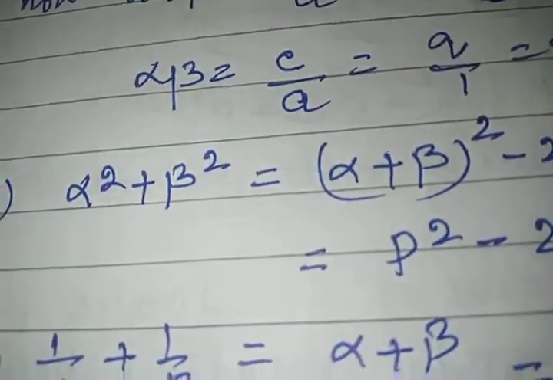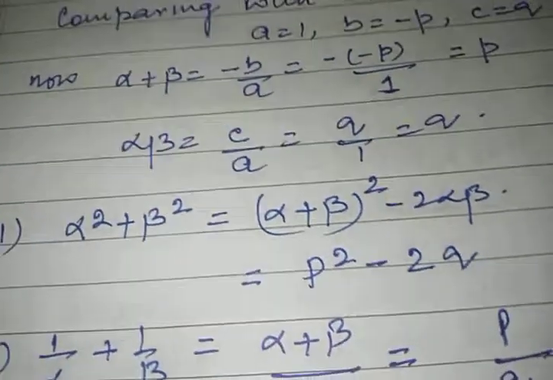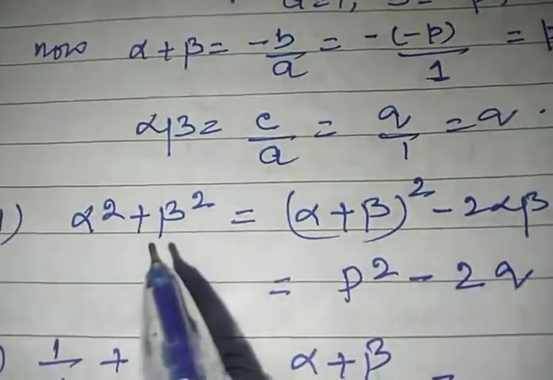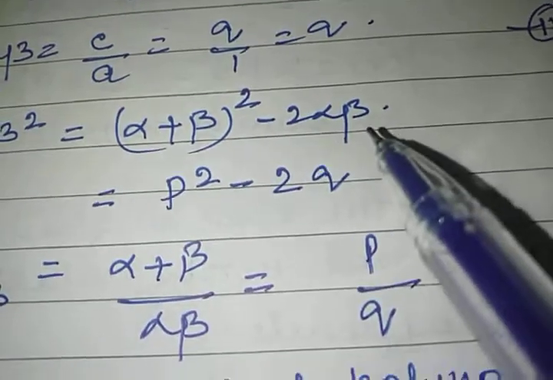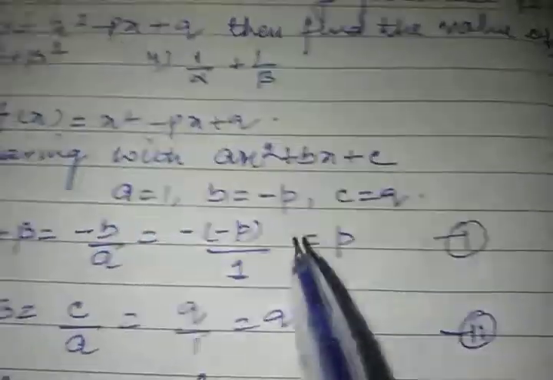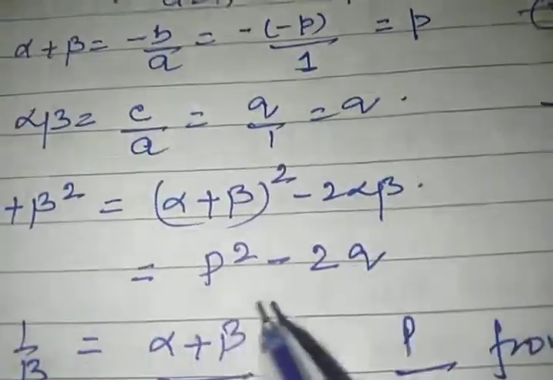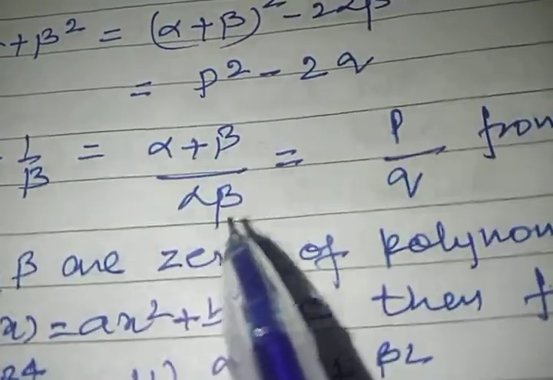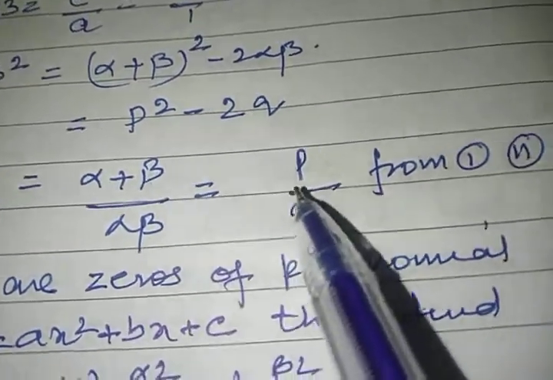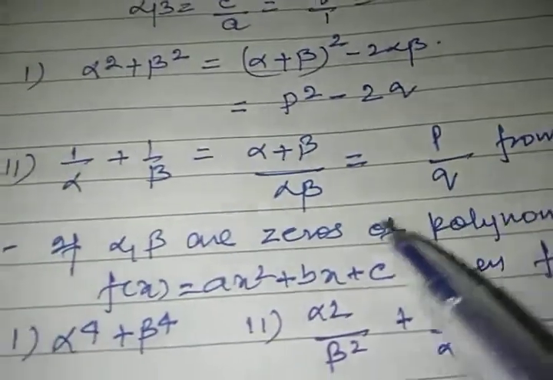Now alpha square plus beta square. Children, we have to break this into alpha plus beta and alpha beta because those two values are known to us. So alpha square plus beta square can be written as alpha plus beta whole square minus 2 alpha beta. Alpha plus beta is equal to p, alpha beta is equal to q, so this is p square minus 2q. Now second is 1 upon alpha plus 1 upon beta. Taking LCM, you get alpha plus beta upon alpha beta. Now alpha plus beta is equal to p, alpha beta is equal to q, so this is what we got here.